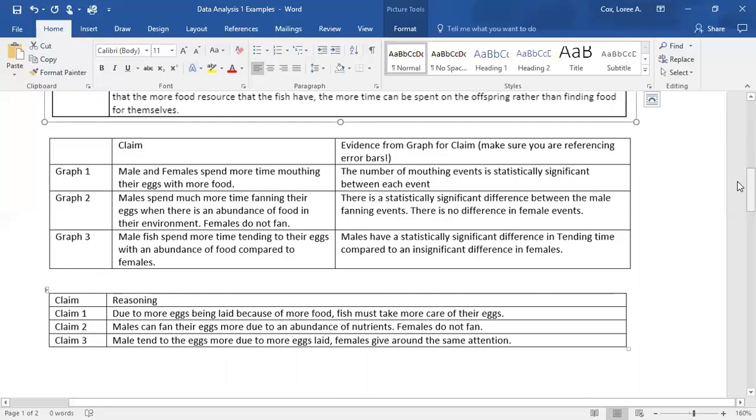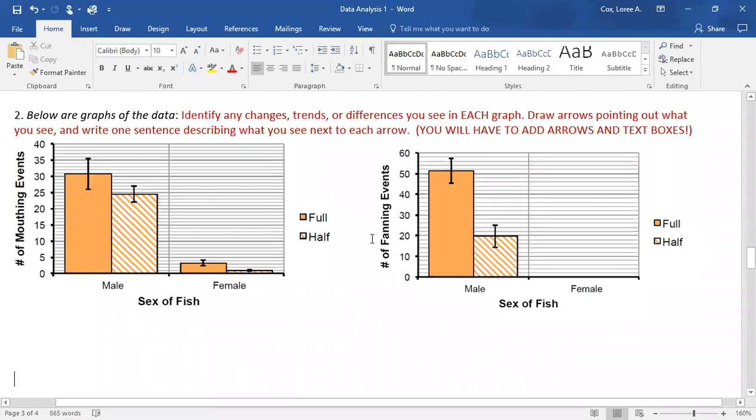Let's look at the second one though. Males spend much more time fanning their eggs when there is an abundance of food in the environment. Females don't fan. Okay, wait, this second claim looks like it might go with the graph that was there. So let's look back at our second graph. Ooh, males fanning. Full-bellied males, look at them. Lots of time fanning. Hungry males, not so much time fanning. And look at this huge gap here. So for males, we see a statistically significant difference in the amount of fanning, whether they have a full or empty belly. Females don't fan. This person is going to be getting a point for that claim. So let's look back at what they said.